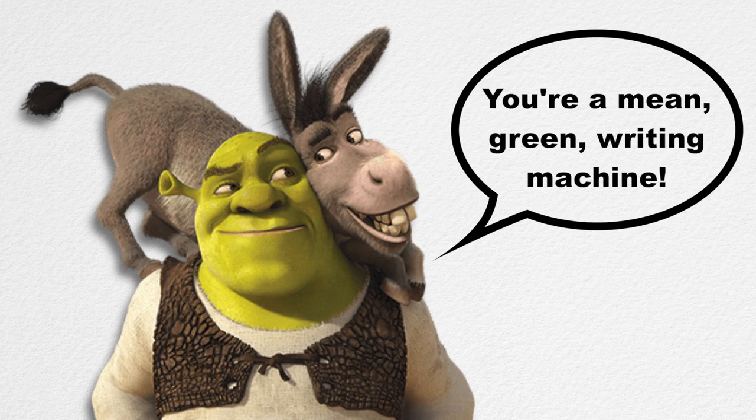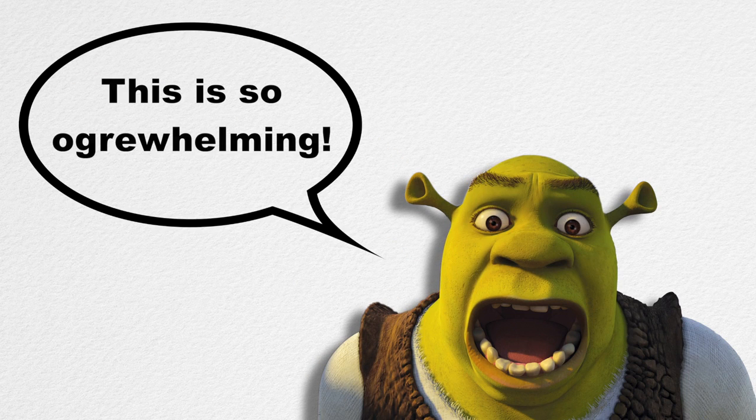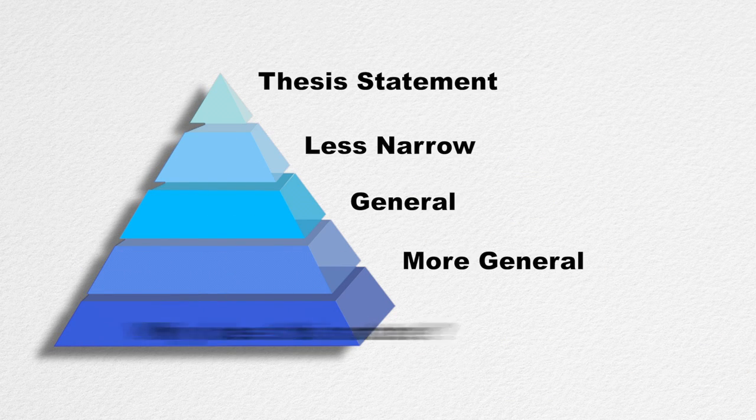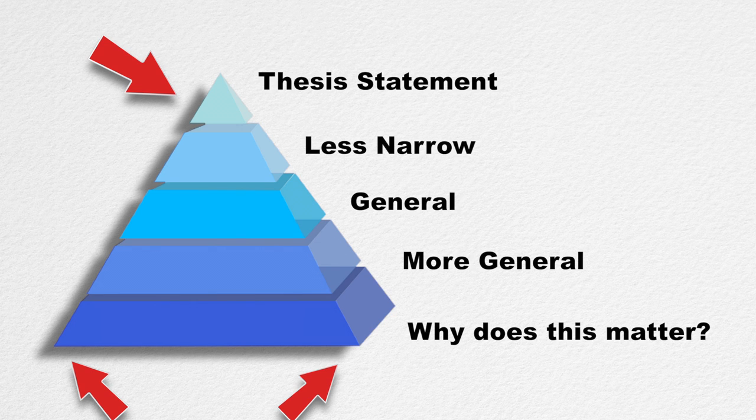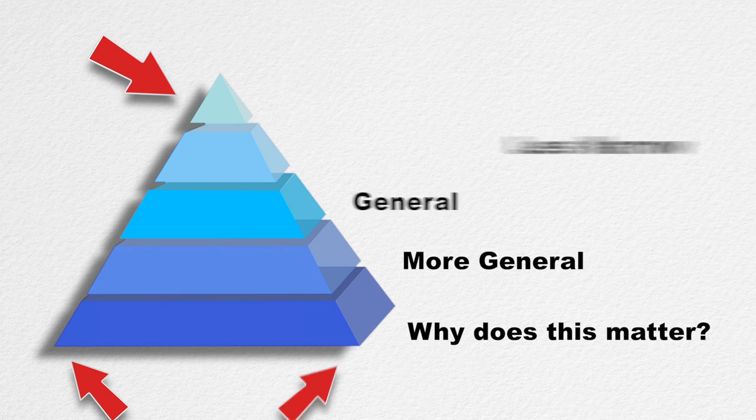So you've written a kick-ass intro using the intro funnel, and you've written your body paragraphs. Now it's time to write a conclusion. How do we do this? We use the conclusion pyramid. The pyramid is the opposite of the funnel. The top is skinny, meaning we start with something narrow, and the bottom is wide, meaning we end with something broad. Let's take a look at it in more detail.